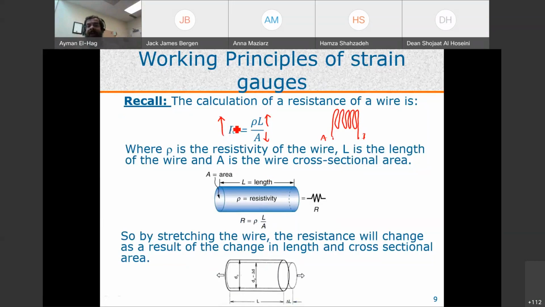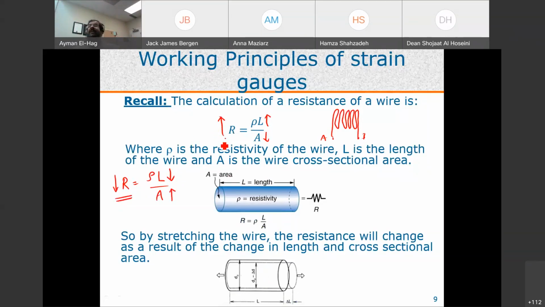However, you will measure the change of the resistance of the strain gauge, which is somehow correlated to the deformation that happens. Now, if you apply a compression force, the opposite will happen. Your R is equal to rho L over A. So if you apply a compression force instead of a tensile force, your L will decrease, your A will increase, and then your R will decrease.